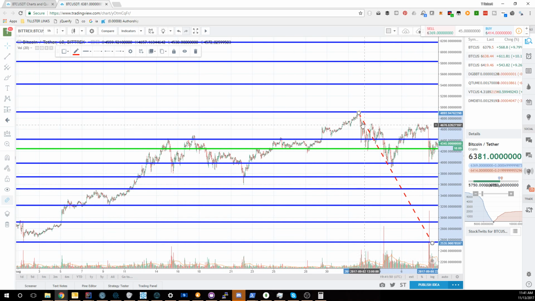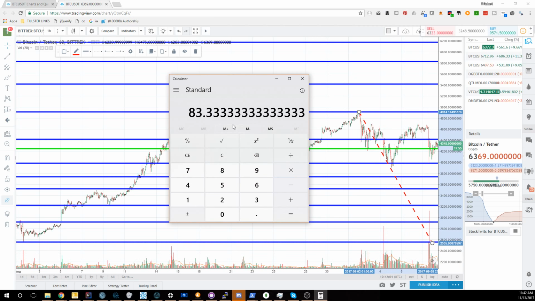You needed to make sure that if you started up here and you doubled up here and you doubled up here and here and here and here and here, you better get out your calculator at this point. Let's say you bought 1 Bitcoin here and then you need to buy 2 Bitcoin here. Okay. At this point, you need to buy 2 more Bitcoin here.